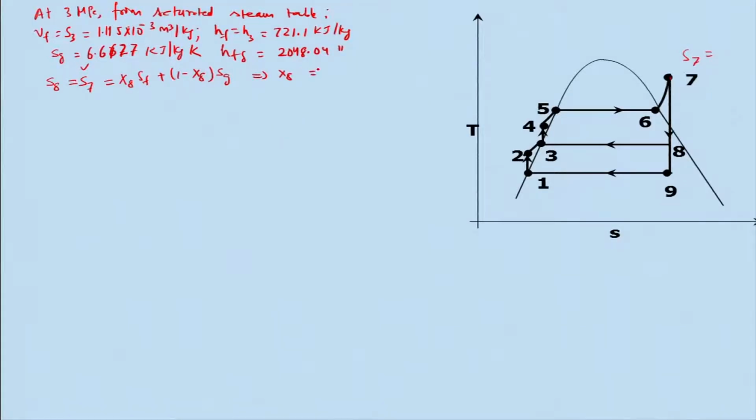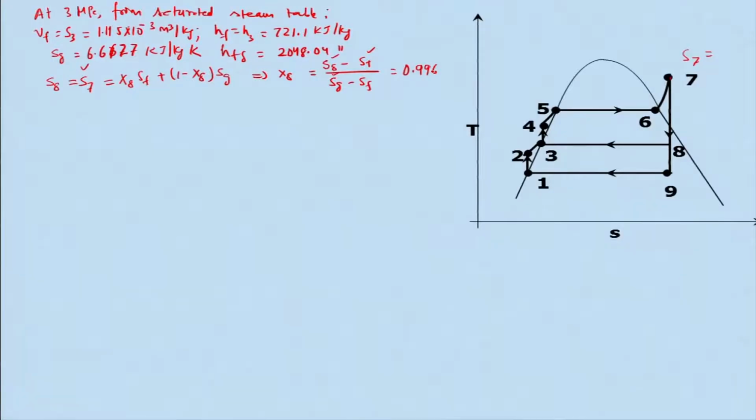X8 is equal to S8 minus SF divided by SG minus SF. I know these values, S8 I know, SG I also know. So, if I substitute these values, I will get 0.996. It is almost equal to 1, you can assume, but of course, it is not exactly 1. You can approximately say it is equal to 1. That means it is on the saturated vapor line itself, or closer to that.